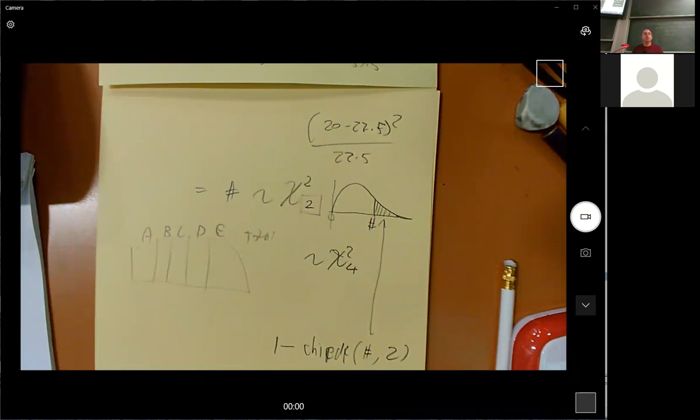So I would like someone to articulate what is similar and what is different between the Z test for a single proportion and the chi-squared test for goodness of fit.